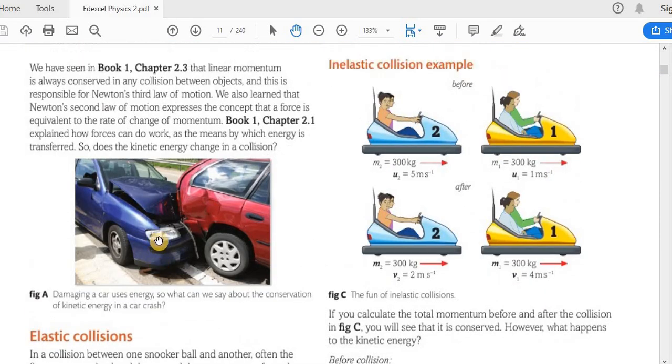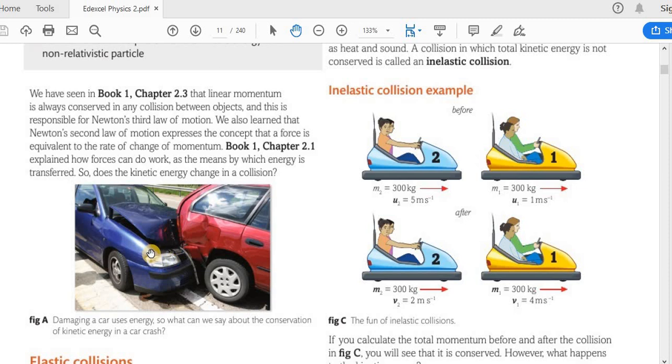Okay, so you can see over here what happens is after collision the vehicle crumples. Therefore what is happening is the kinetic energy converts to another form. Now this gets deformed. Because it gets crumpled, the kinetic energy is converted to other forms like heat. As a result, the kinetic energy is not conserved. So the total kinetic energy before is not equal to the total kinetic energy after. Therefore it's an inelastic collision.